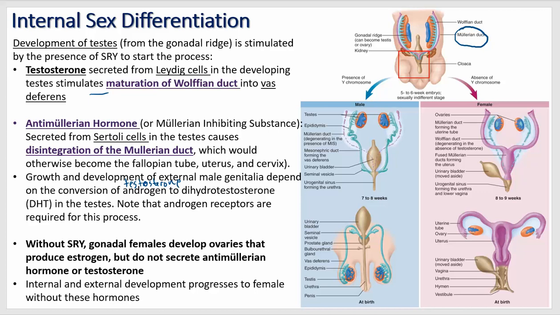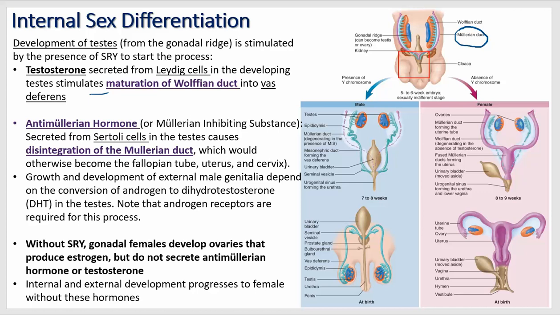So that gives us our gonadal male, but to express that phenotype, to become the phenotypical male, all of these things have to happen: testosterone to dihydrotestosterone to produce the genitalia. I have a note here that androgen receptors are required for that process, otherwise it won't happen. If there are no receptors for the DHT, even if you're making it, it's not going to do anything.